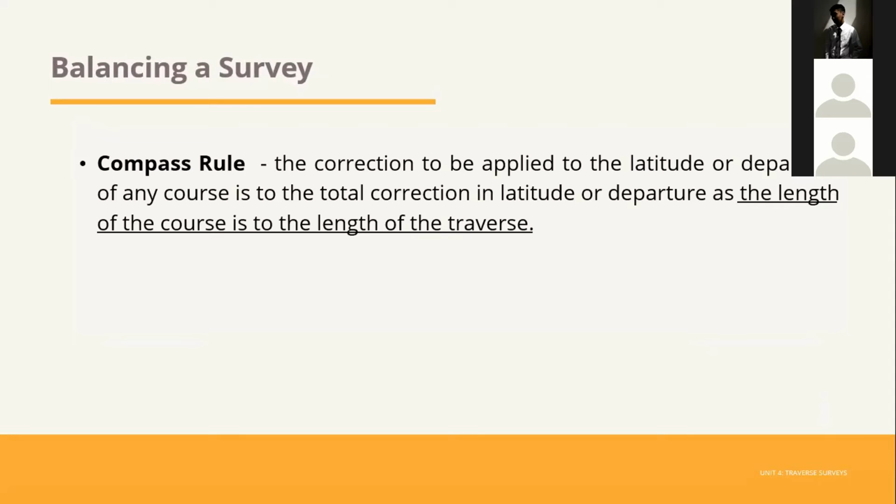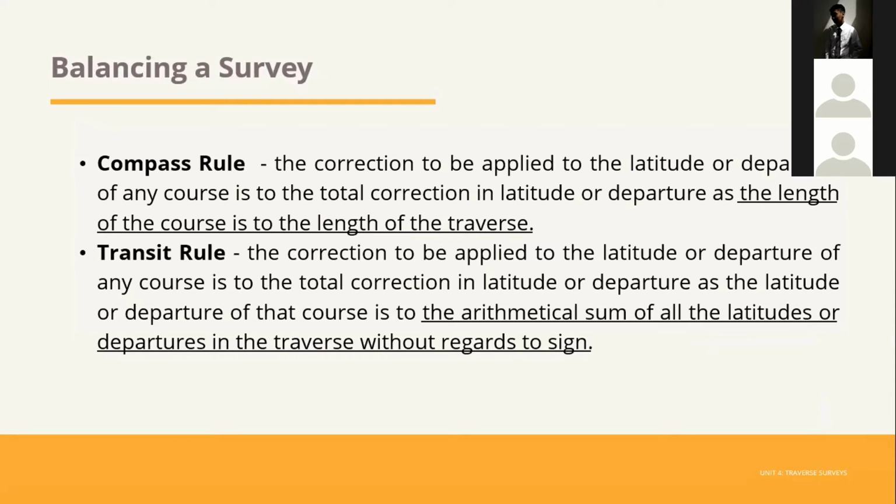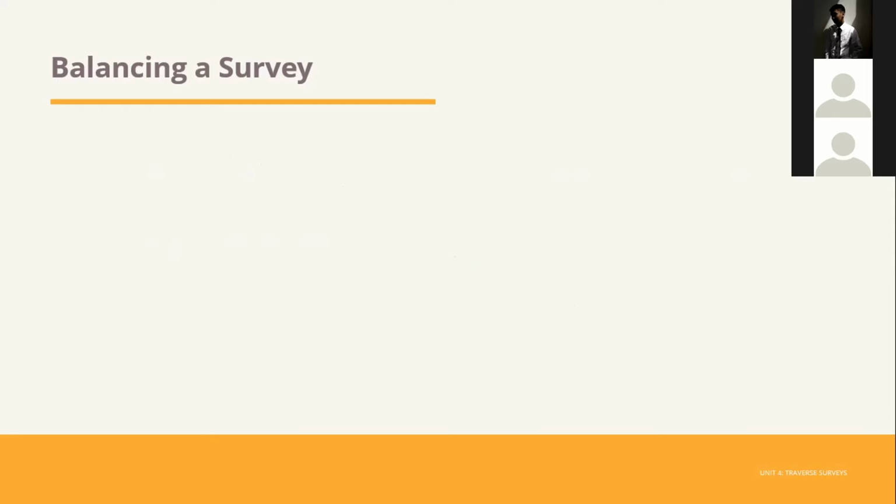First is the compass rule. The compass rule is that the correction to be applied to the latitude or departure of any course is to the total correction in latitude or departure as the length of the course is to the length of the traverse. The second rule is the transit rule, which is that the correction to be applied to the latitude or departure of any course is to the total correction in latitude or departure as the latitude or departure of that course is to the arithmetical sum of all the latitudes or departures in the traverse without regard to sign.